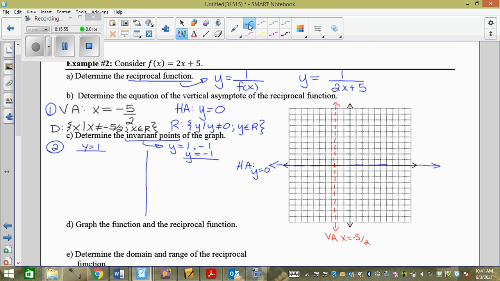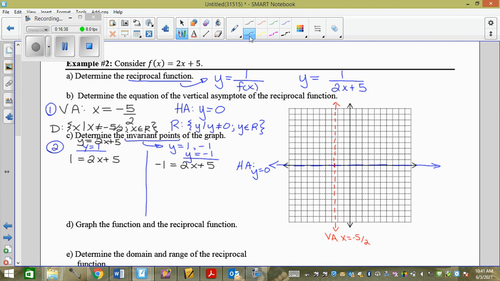Now, if they remain invariant, that means they're going to be the same on either graph, correct? The point's not going to change. So I can actually go up there and plug it right into my original. My original is y equals 2x plus 5. I'm going to go 1 equals 2x plus 5. And then I'm going to go negative 1 equals 2x plus 5. Because I set y equal to 1 and y equal to negative 1 and solve for my x's. So if I ask you to determine an invariant point on the test, you have to set the equation equal to 1 and negative 1, and then solve for x.